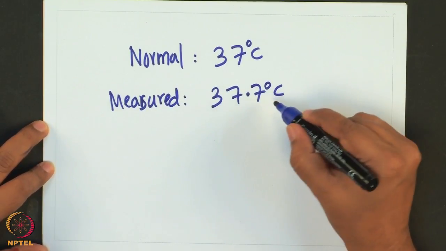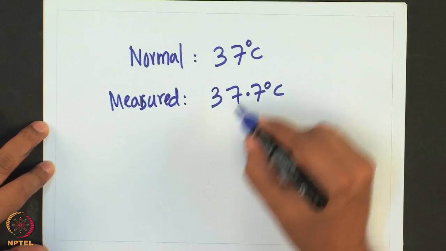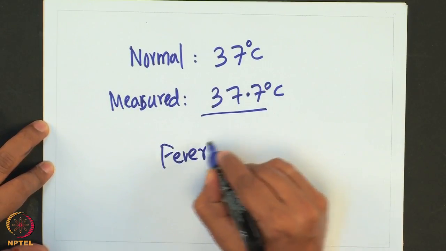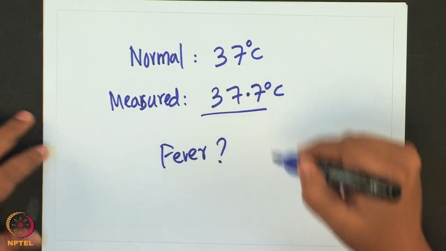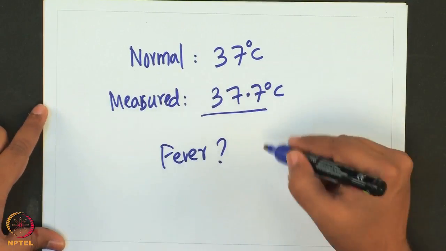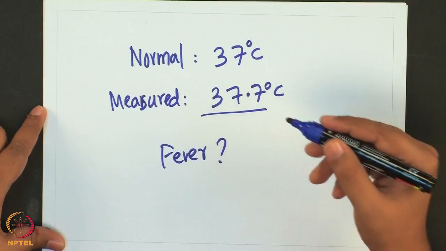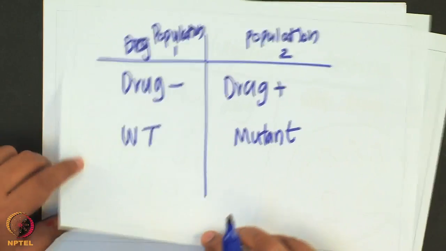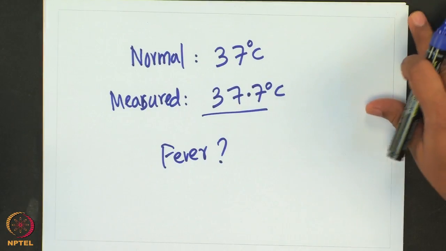Will you call this fever or not? Is this difference, would you call it fever? Is this difference statistically significant or not? Similarly, if you have such two populations, which are drug minus and drug plus, you would want to measure some quantities, or wild type and mutant.